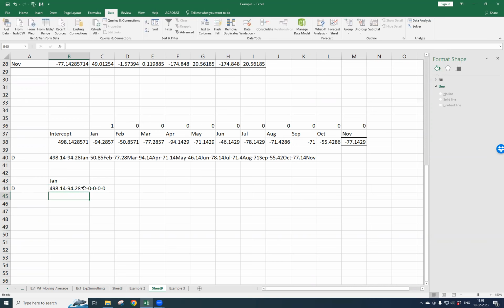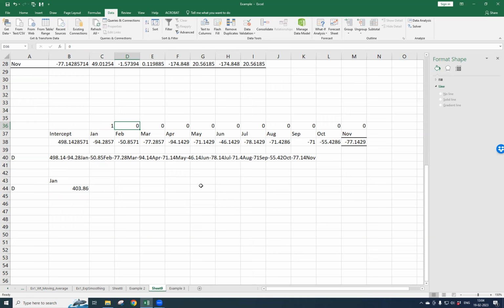So if you take minus 50.85 into 0, minus 77.28 into 0, and so on and so forth, right? Just to calculate this, the result happens to be 403.86. Now, the same way I can calculate for Feb. In Feb, this value will be 0, this value will be 1, and all others will be 0. The same can happen for March and so on.